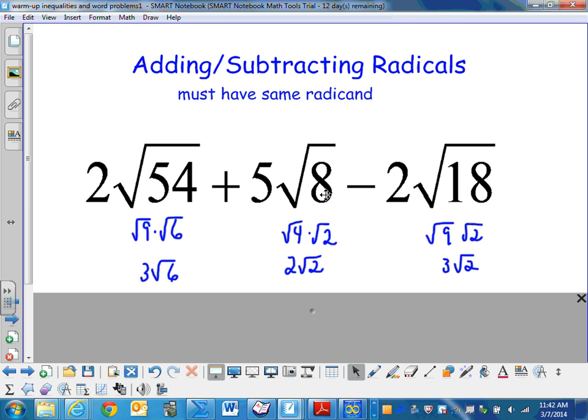The square root of 8 can be written as the square root of 4 times the square root of 2. The square root of 4 is 2 times the square root of 2. So the square root of 8 is simplified as 2 square roots of 2.